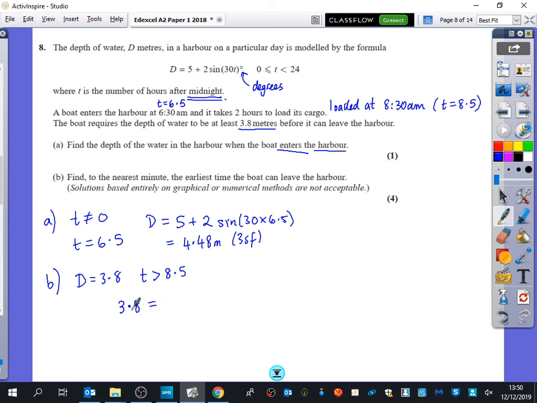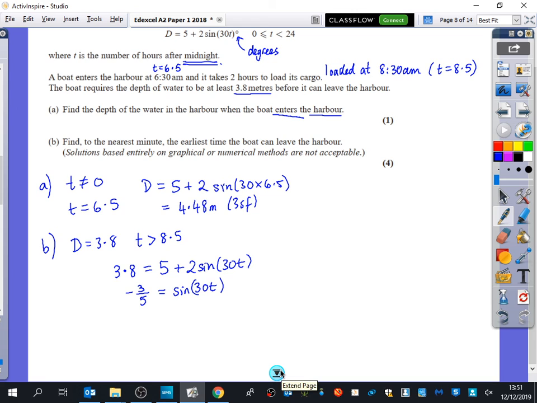So I'm going to find out when the depth is 3.8. I'm going to say that 3.8 in place of depth is 5 plus 2 sine of 30t. So I'll do my 3.8, I'll minus 5 and I'll divide by 2. So I get minus 3/5 is equal to the sine of 30t. Now this is a degrees question, so we're going to think about how we solve this equation. So I'll do inverse sine of minus 3/5, and I get that 30t is equal to minus 36.869 degrees.